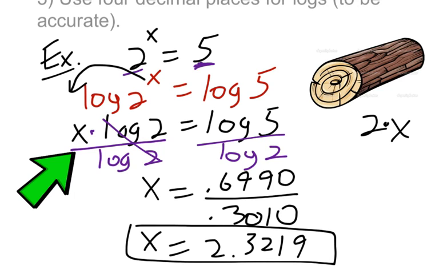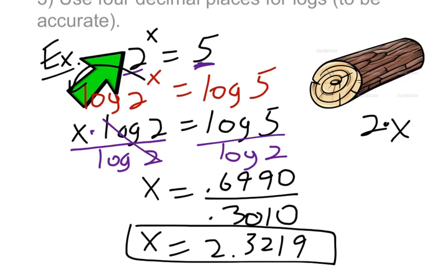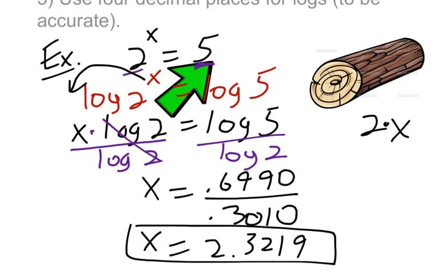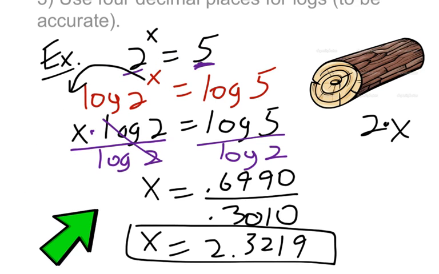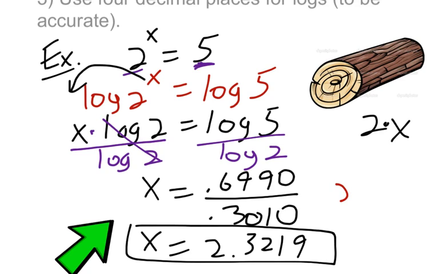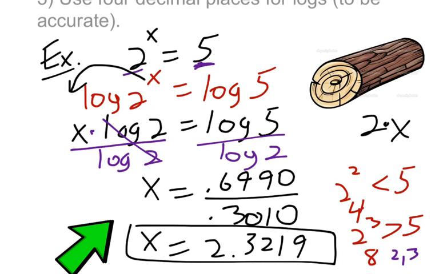And all this is saying is that 2 to the what power gives me 5. That's how this question reads. 2 to the what power gives me 5. And looking at that, just to estimate, I know 2 to the second would be less than 5 because it's 4. And I know 2 to the third would be greater than 5 because it's 8. So I know that my answer is going to be between 2 and 3 because of the 2 there and the 3 there.